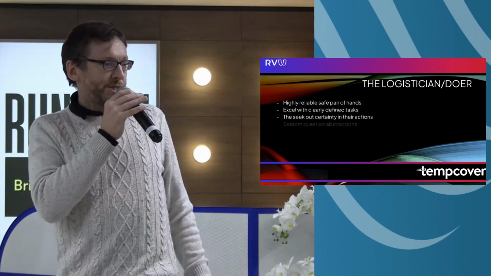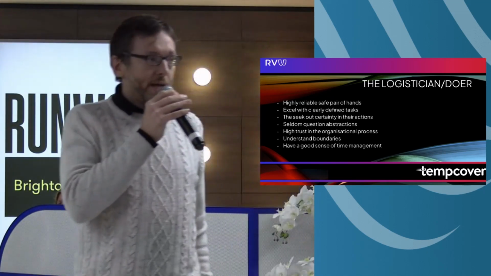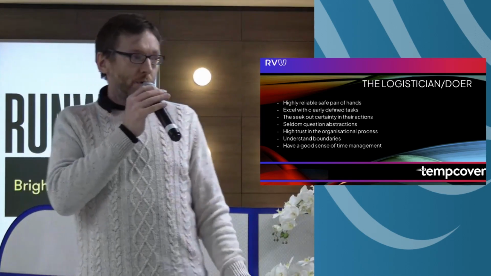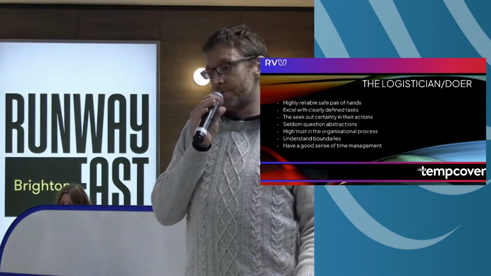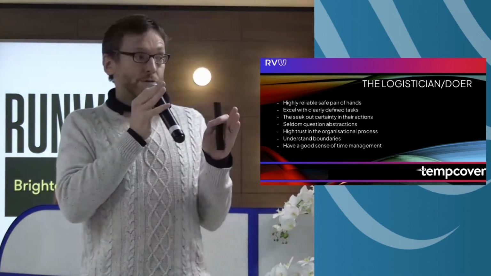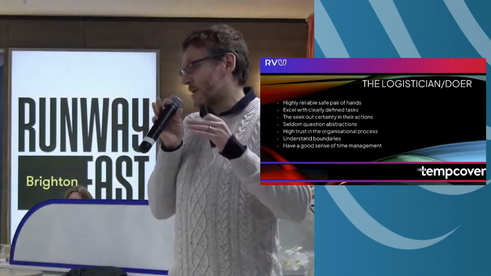So the logistician, or the doer. The doer is what I consider to be a safe pair of hands on the team. They are someone who excels with clearly defined tasks. They get things done. They like a very narrow focus on what they're working on, and they seldom ask questions about abstractions of how things work.